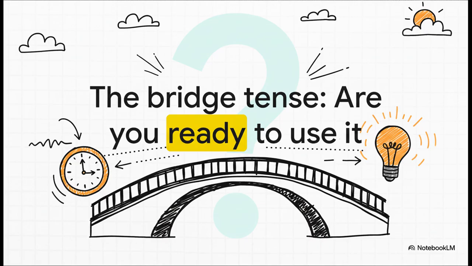And that's pretty much the whole story. So the big takeaway? The present perfect isn't really a past tense. It's the bridge tense. It connects the past to right now, either because something is still happening or because the result of a past action is affecting us in this very moment.